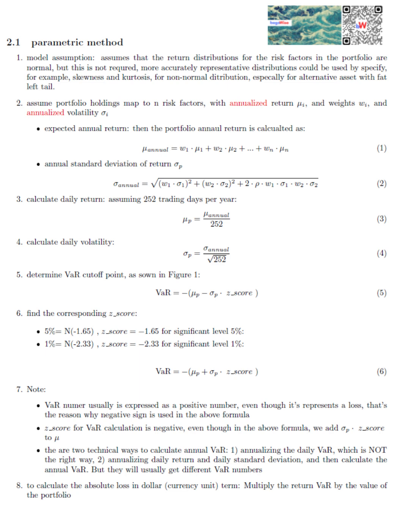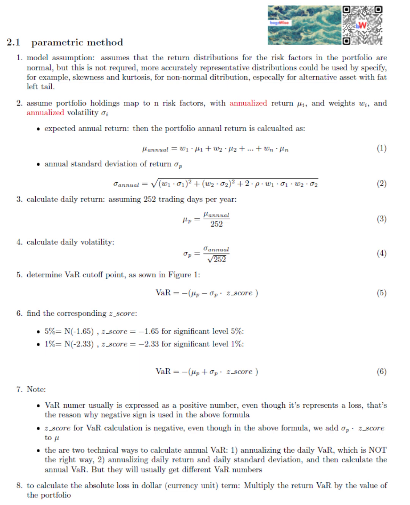Step 8. Find the corresponding z-score. We need to find the z-score that corresponds to our confidence level. For example, for a 5% significance level, the z-score is -1.65. For a 1% significance level, the z-score is -2.33. Using the formula, VaR equals nu + sigma times z_score.